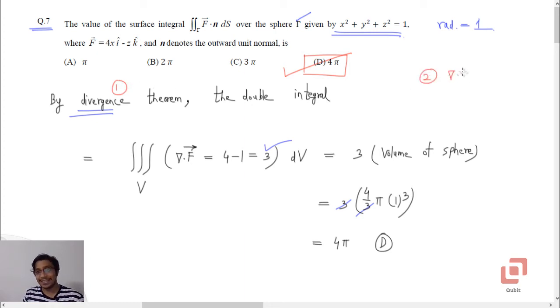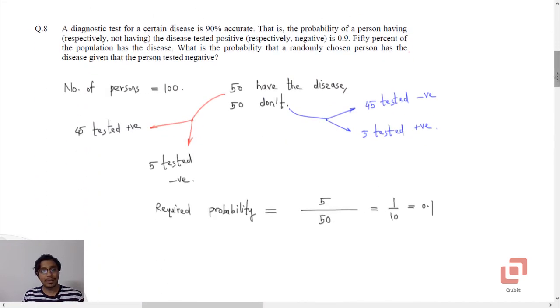Yes, that is question 7. And usually most of the questions that come in GATE based on the vector integral calculus usually involve divergence theorem and volume. Okay, so that is question 7. Let's go to a question on probability now. Now this is a 2-mark question. All questions numbered from 8 to 11 will be of 2 marks. Okay, question 8.